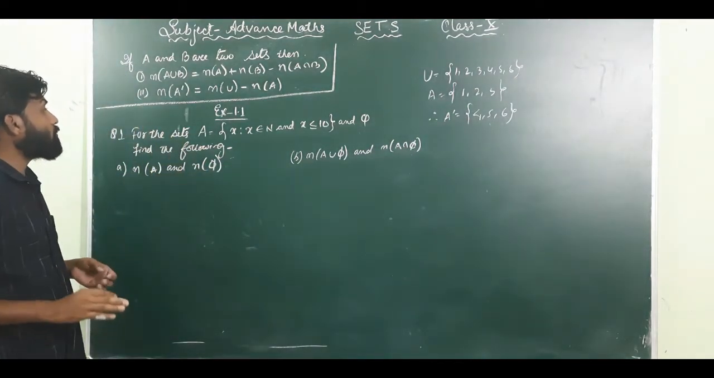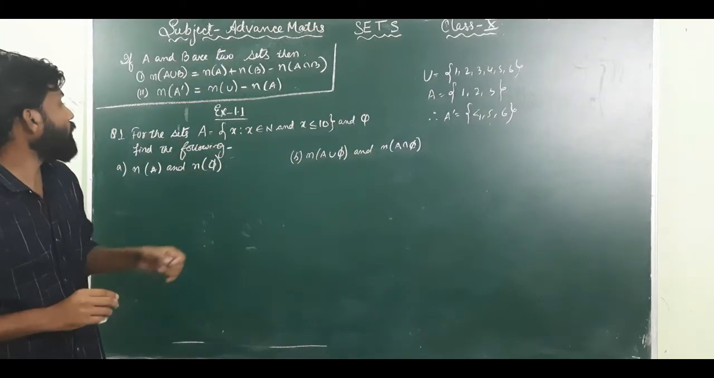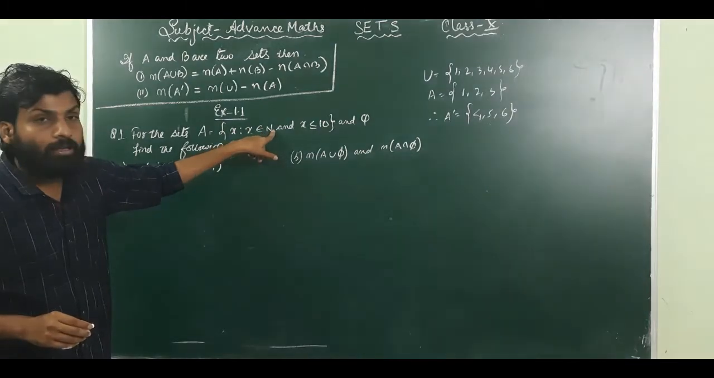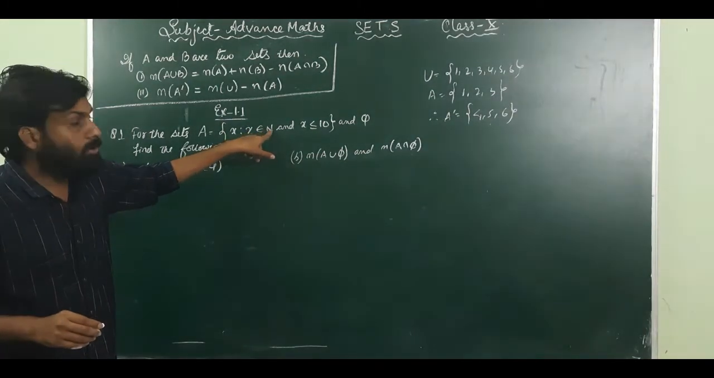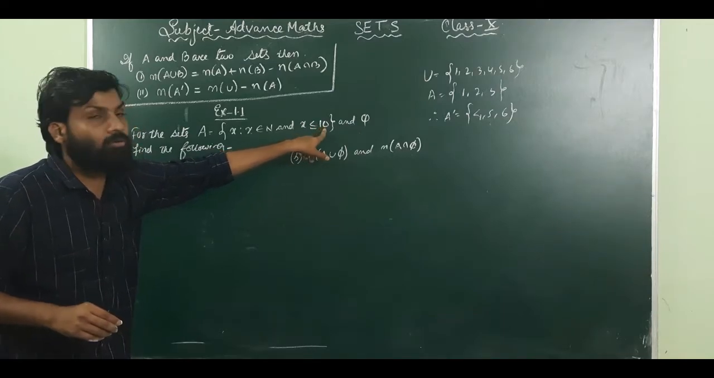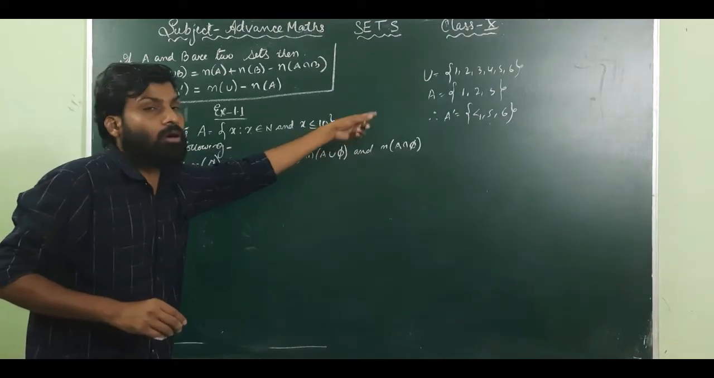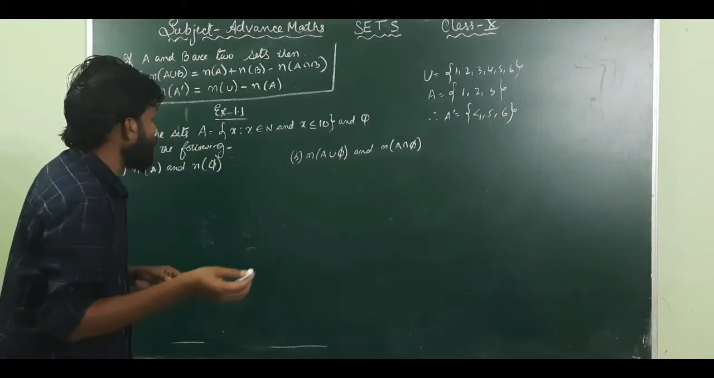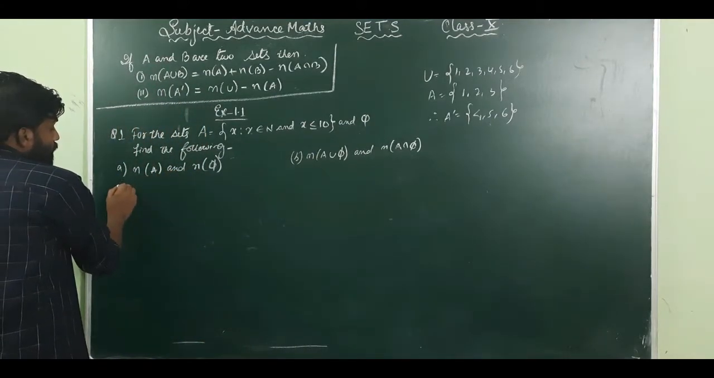Now for the first question from exercise 1.1, they say for the set A, all x such that x belongs to N, that means x is a natural number, and x is less than or equal to 10. And there is one more set, which is phi. Phi means it does not have any element, it is the empty set, the null set.